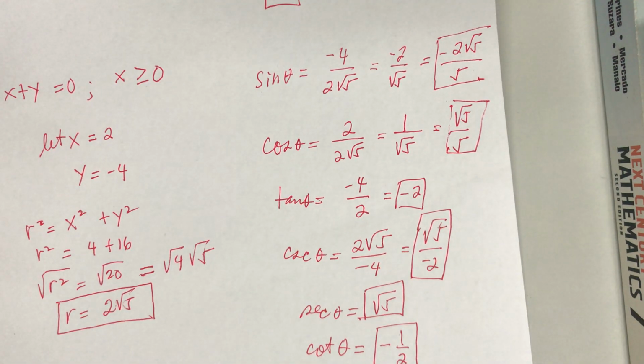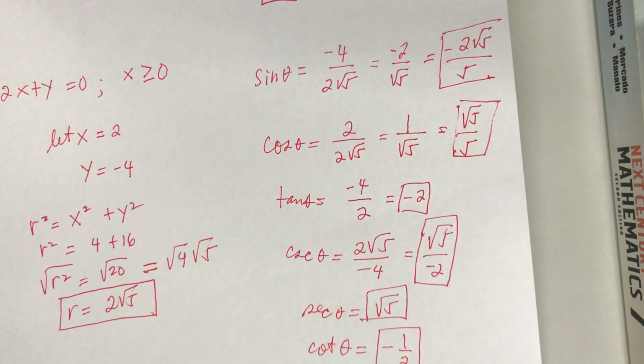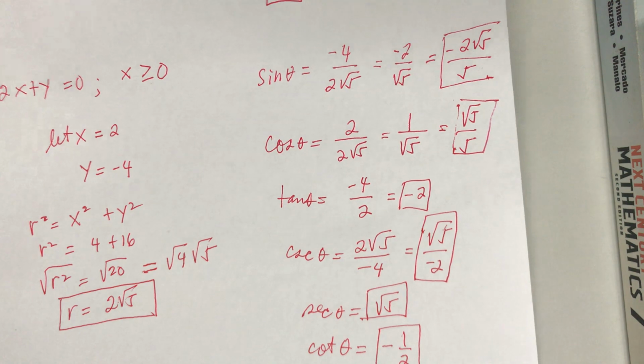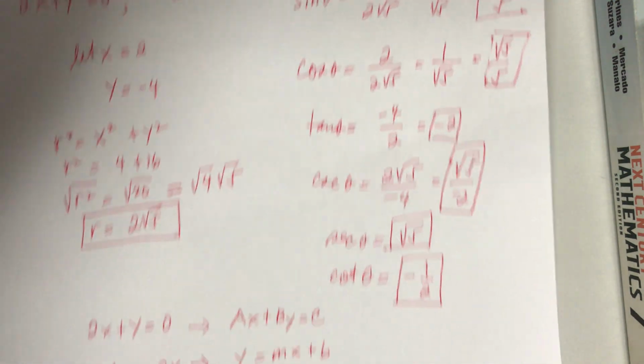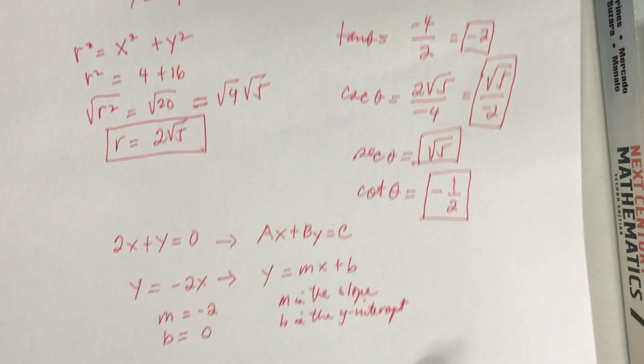Sin theta is negative 2 square root of 5 over 5. Cosine theta is square root of 5 over 5. Tangent theta is negative 2. Cosecant theta is square root of 5 over negative 2. Secant theta is square root of 5. While cotangent theta is negative 1/2.